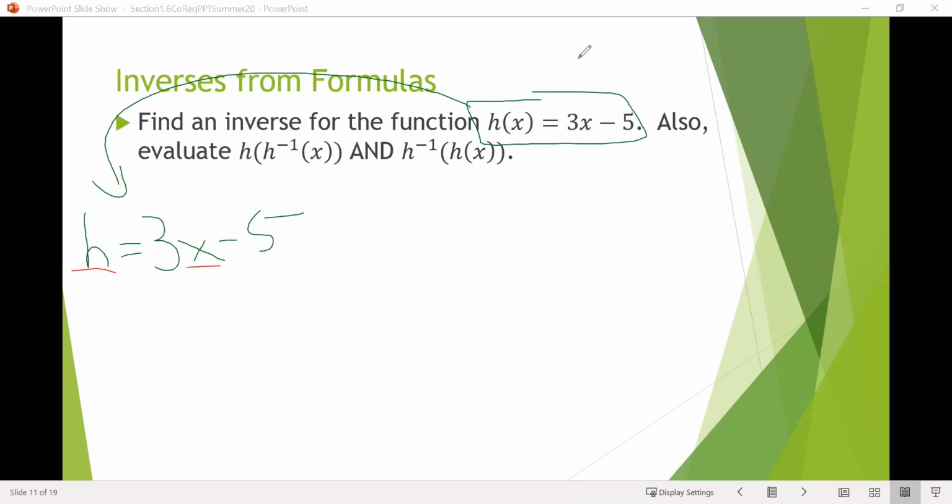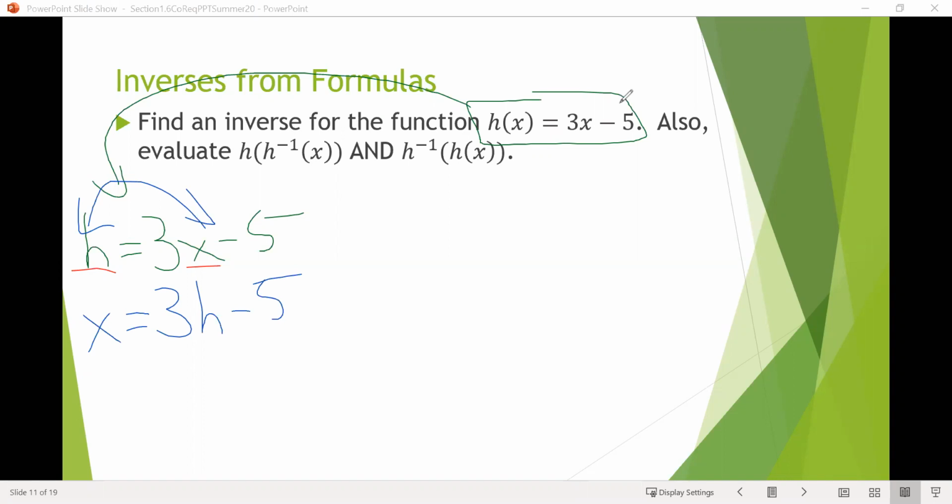I can see the x is my input, h is my output. And if we're trying to find the inverse function, well, we just spent a bunch of time talking about how inverse functions switch inputs and outputs. So what we can do here is switch the x and the h. So we can now rewrite this equation as x equals 3h minus 5. And again, that's because inverses switch inputs and outputs.